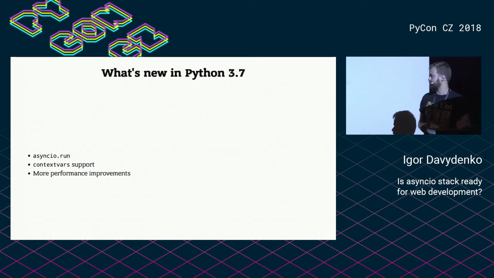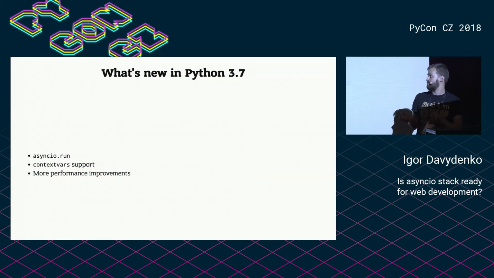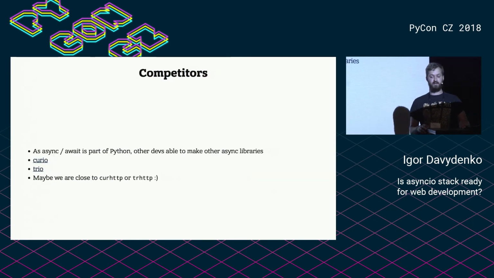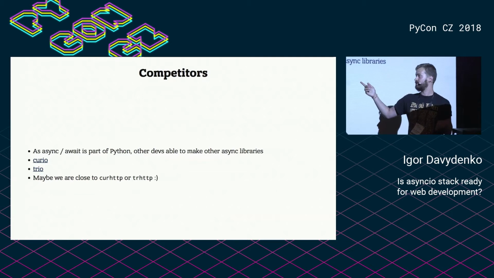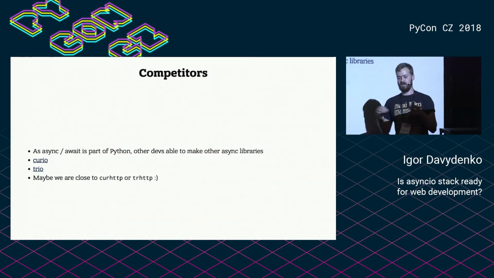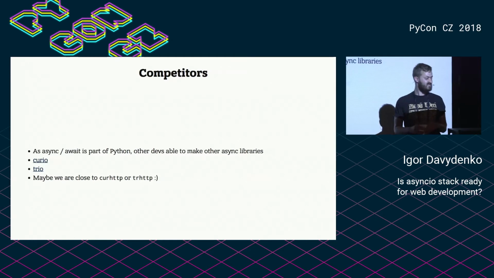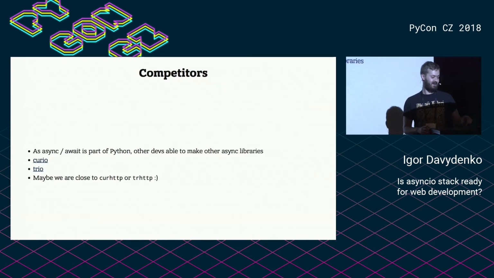Actually, I don't know, not much, because in new features for asyncio, it's just more performance improvements. It's not like new things such as async await statements, which were introduced recently. So just more performance improvements, but there are new competitors to aiohttp. There are two new libraries: one is Curio, the second one is Trio. They also do this asyncio stuff, and maybe sometimes someone will implement CoreHTTP, TrueHTTP, and other libraries.